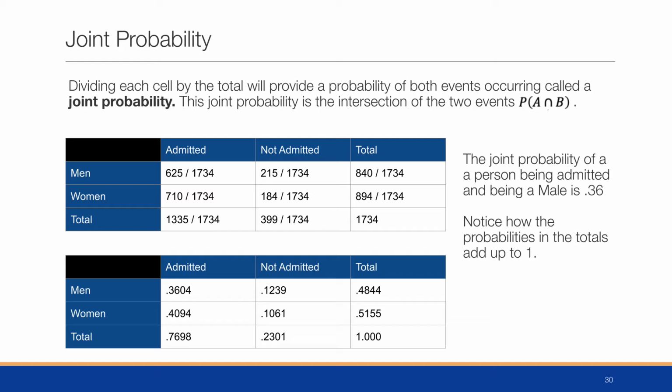We do the same thing for each one of them, and we would get the joint probability for any one of the cells. As we said, the joint probability for a person being admitted and being male is 36%. The joint probability for being admitted and the person being a female is 40%, or close to 41%, 0.4094. But notice that when we do this, all of the probabilities still add up to 1.